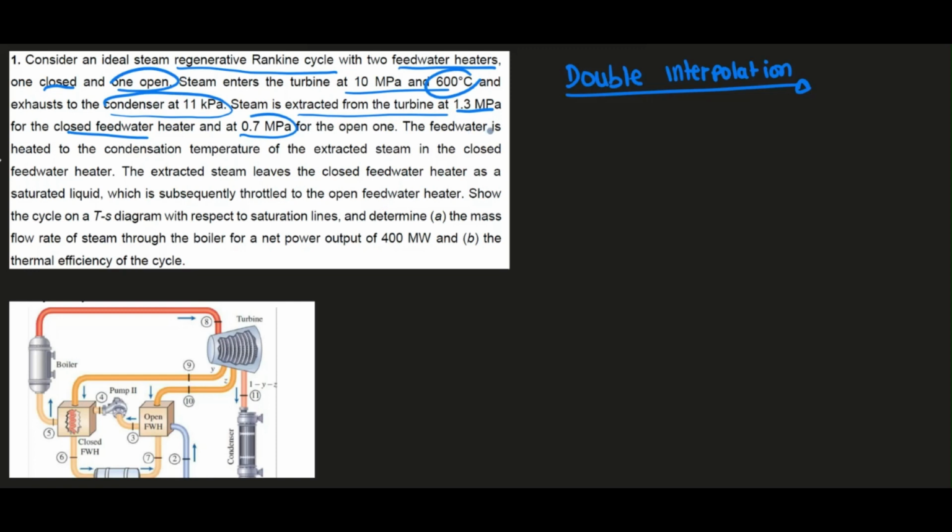Alright, the feed water is heated to the condensation temperature of the extracted steam. Now this is in the closed feed water heater. The extracted steam leaves the closed feed water heater as a saturated liquid. Now that one is crucial. So it leaves the closed feed water heater as saturated liquid. Alright, and then it's throttled to the open feed water heater.